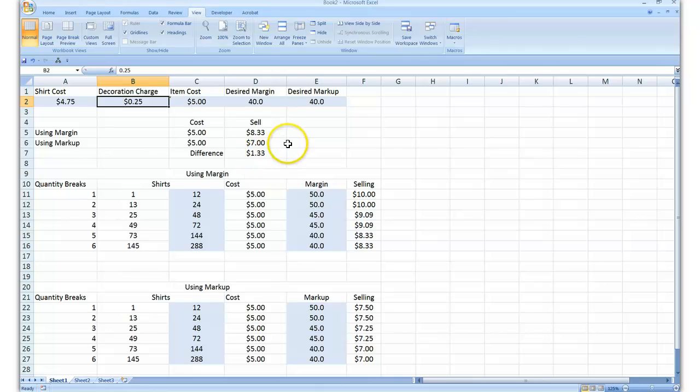We didn't change any of the percentages or anything else. All we did was change that cost. What that means is by using markup instead of margin, we just lost $1.33 just because the cost of the item went up. On the margin, we didn't lose anything. The sale price went up on both of them, but it went up in exact relationship. So on the margin, we're still going to get 40% profit margin. We're going to get it every time if that's what we're figuring at 40%.